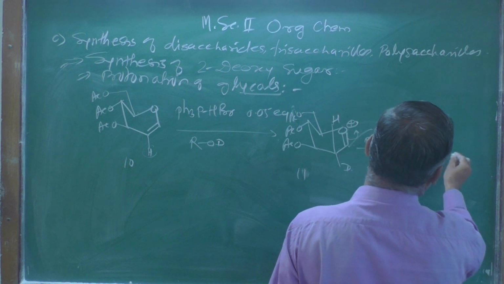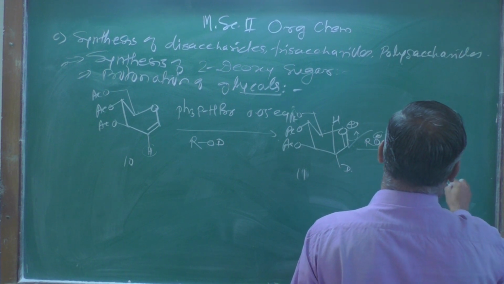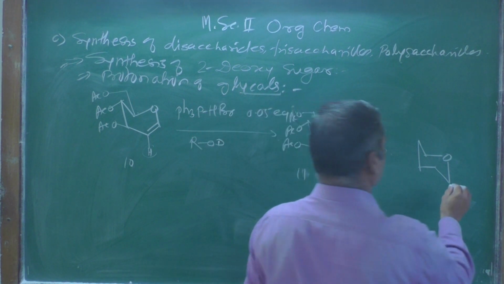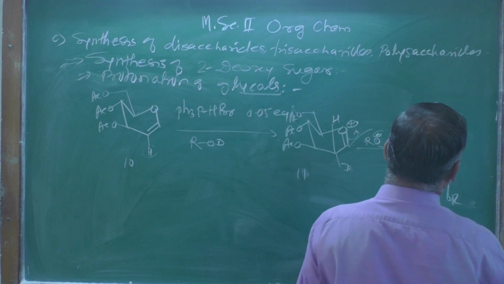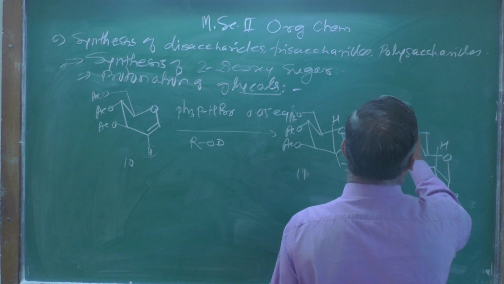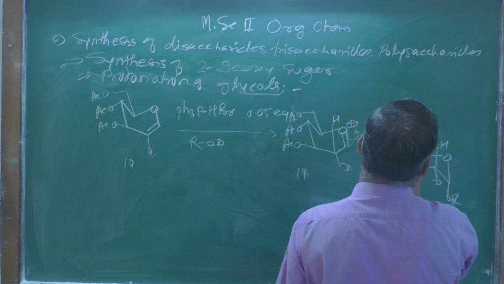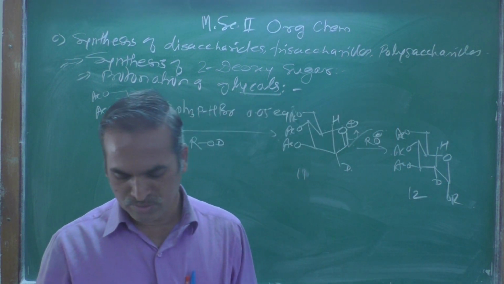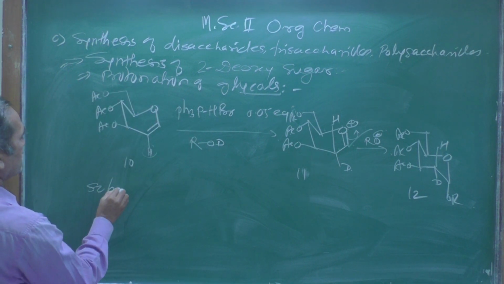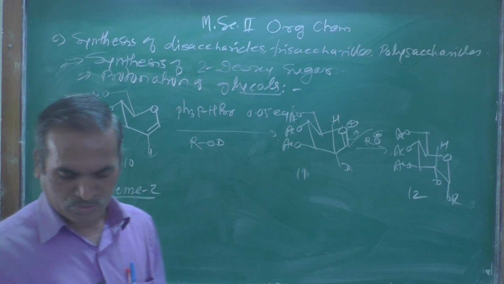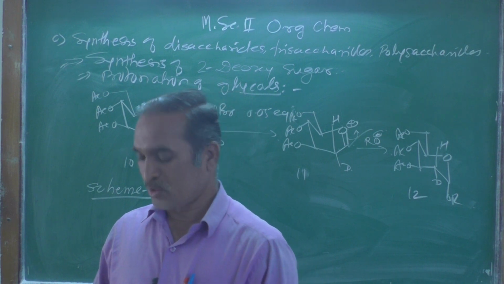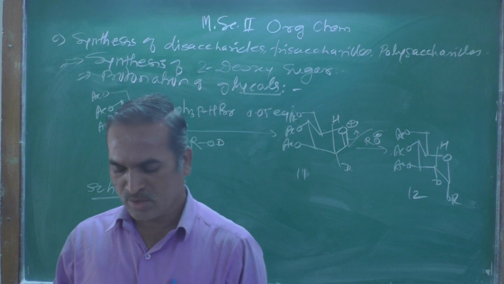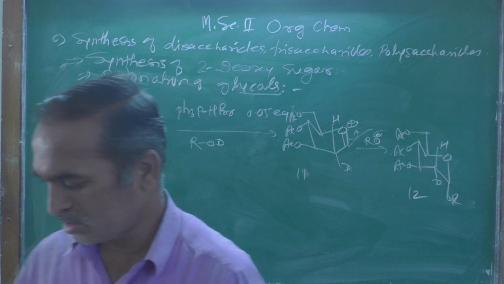So that becomes a chair conformation over here like this. The OR is present at the axial position over here, and there is a deuterium at this position, and the other acetyl groups remain as they are over here. And this is nothing but structure number 12 which we got over here. So this is scheme number 2, which shows the triphenylphosphine hydrobromide promoted addition of a deuterated alcohol to 3,4,6-tri-O-acetyl-D-glucal.